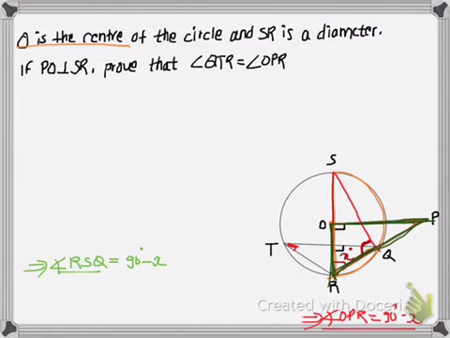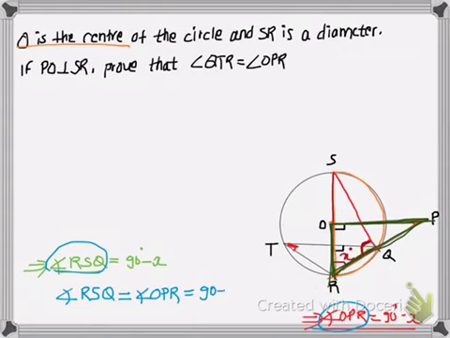Now if we look closely, we can see that the value for angle RSQ and the value for angle OPR are both 90 degrees minus x degrees. So we can simply write as a conclusion that angle RSQ is equal to angle OPR, since they are both equal to 90 degrees minus x degrees.